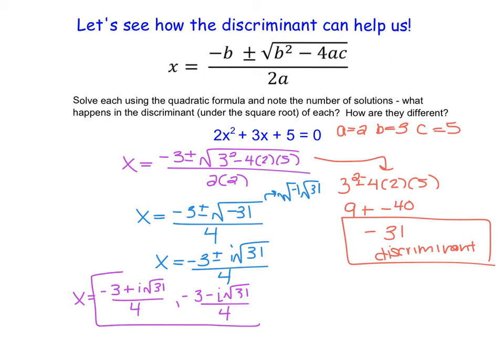But what I notice here is that because I have an i in there, I really can't simplify this further. And because I have an i in there, I know that I have 2 imaginary roots. So we've seen all 3 situations here. We've seen 1 real root, 2 real roots, and 2 imaginary roots. So we're going to tie this all together on the next slide.